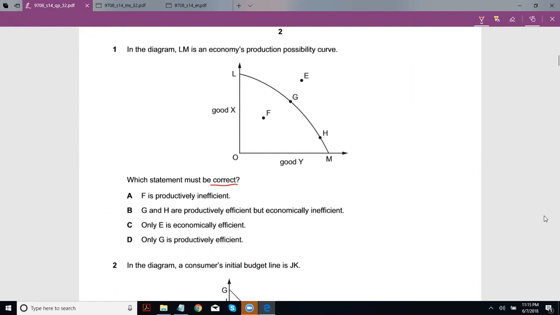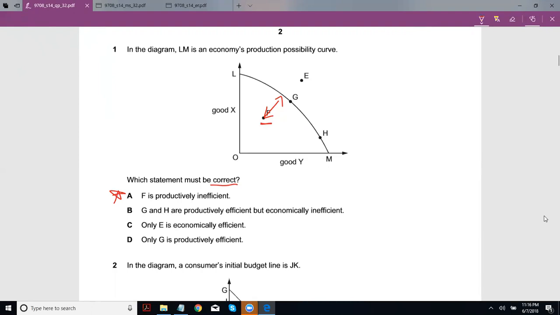F is productively inefficient. Well, I guess you could say so because there's wastage of resources happening. All points on the PPC are productively efficient. If it's here, it might not be productively inefficient. Let's look at the other options anyway.